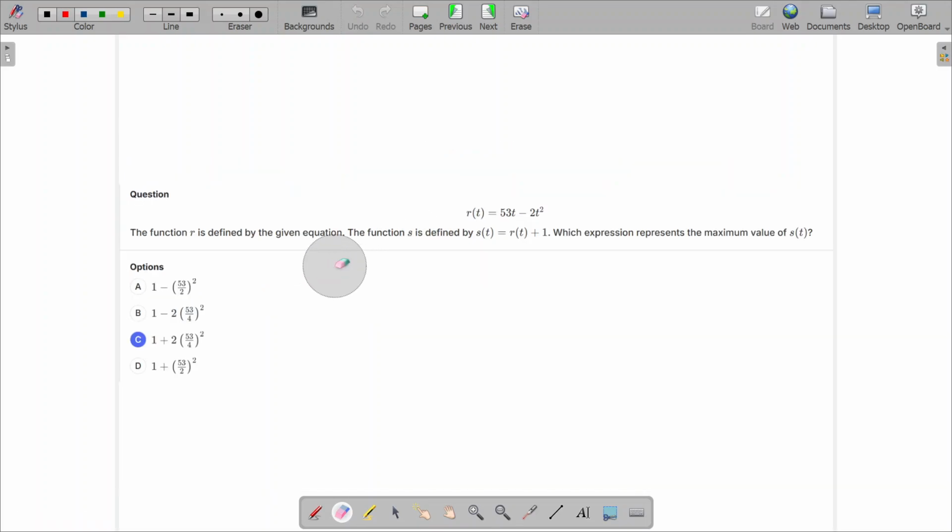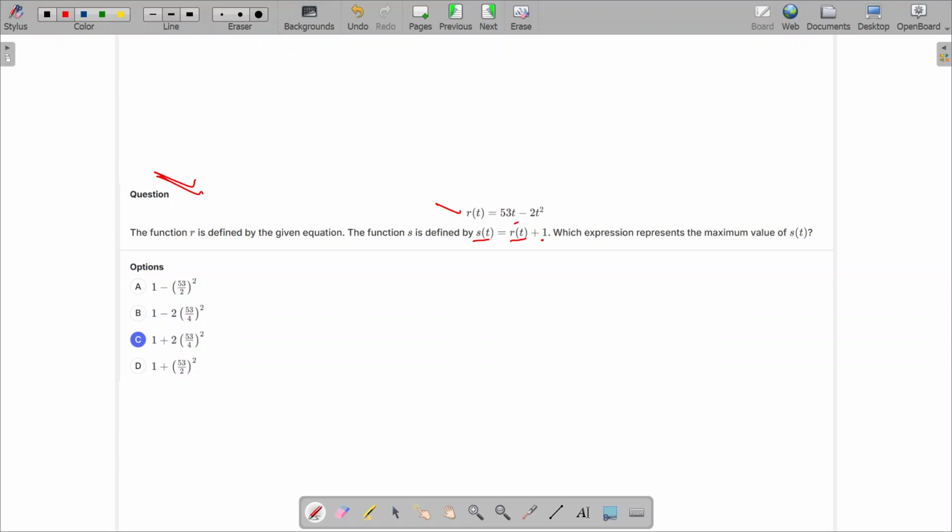The next question is a very difficult question, and trust me, if you have not prepared well, you won't be able to do it. Many of you will skip or just guess, right? But let's make it easy. The function r is defined by the given equation. The function s is defined by s of t equals r of t plus 1. r of t is already given. Which expression represents the maximum value of s of t?